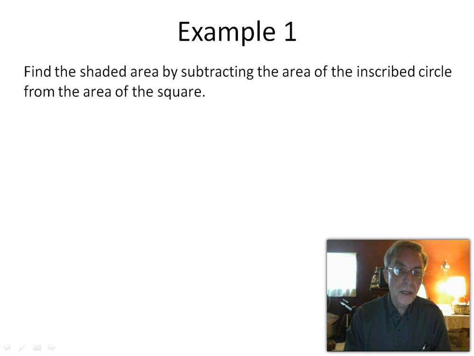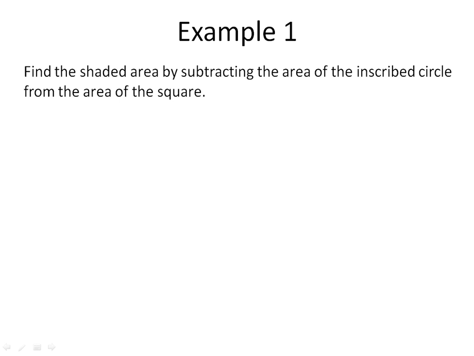Okay, so example 1, they want us to find the shaded area by subtracting the area of the inscribed circle from the area of the square. So what we do is we take a look at our diagram. We notice that the circle is inside the square, so this means the area of the square will be larger than the area of the circle. So what we have to do is find the area of the square and subtract the area of the circle from it. The square is going to be easy because we know one side of the square is 14 centimeters, so we just simply square the 14, which gives us the area of the square.